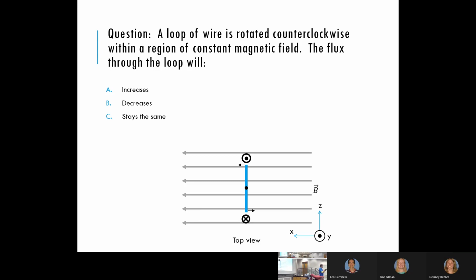Which way should the induced magnetic field point then, if there's slightly less magnetic field lines going through my area? The same as the external. Yeah. If I rotate this and fewer field lines get through, that means that my induced field should start pointing in this direction.